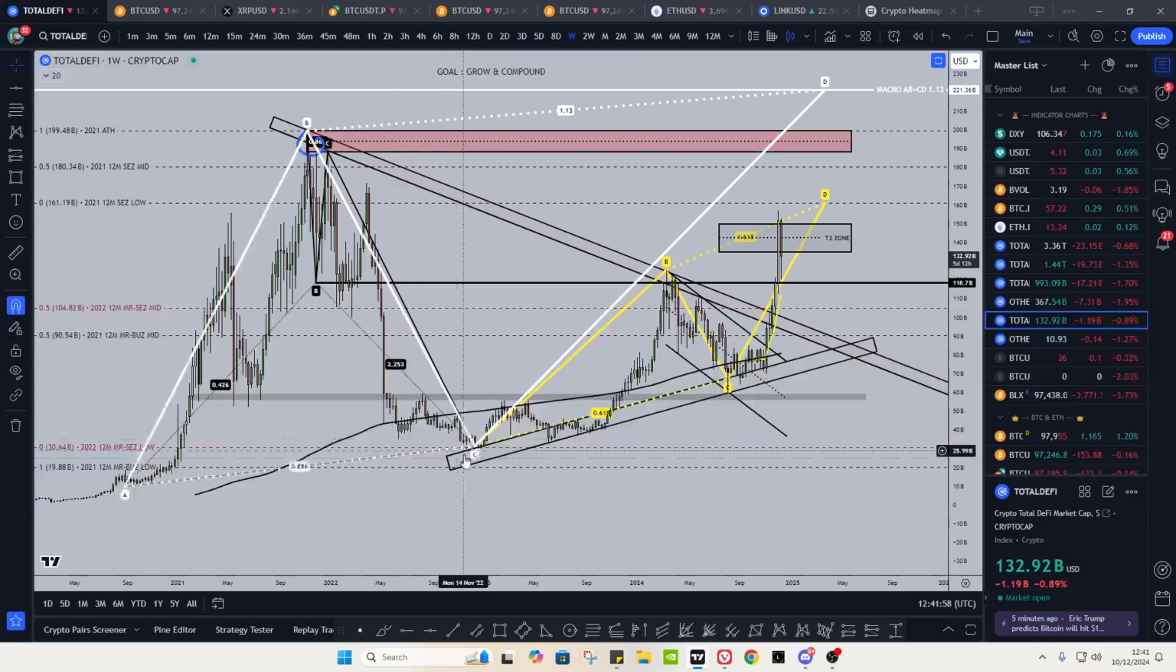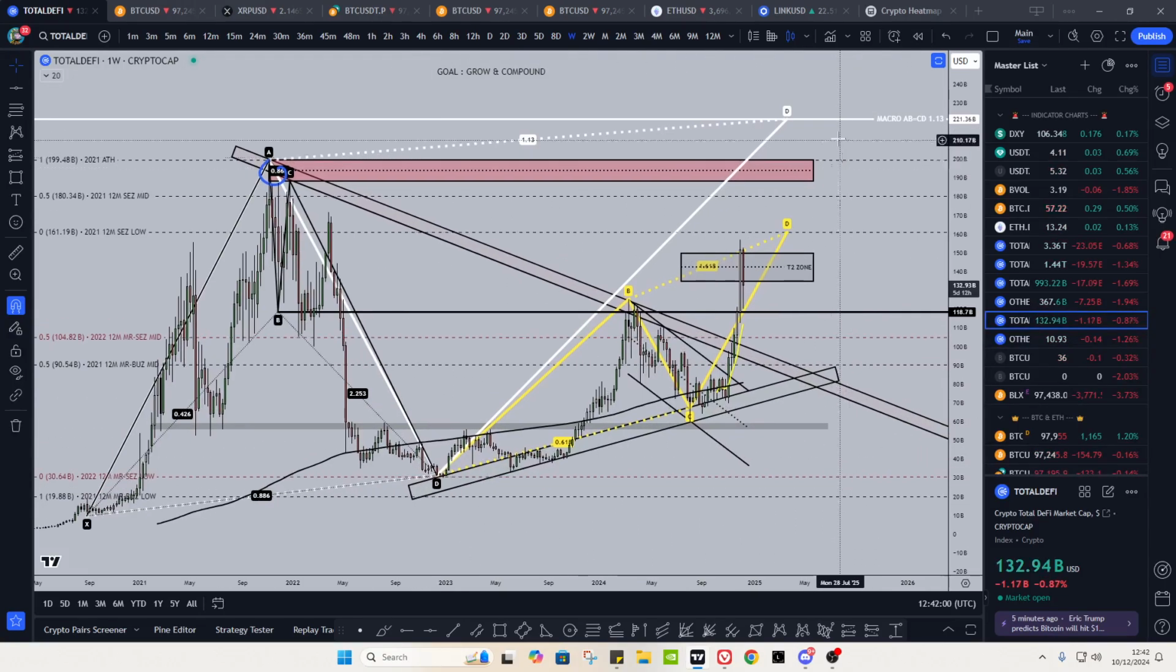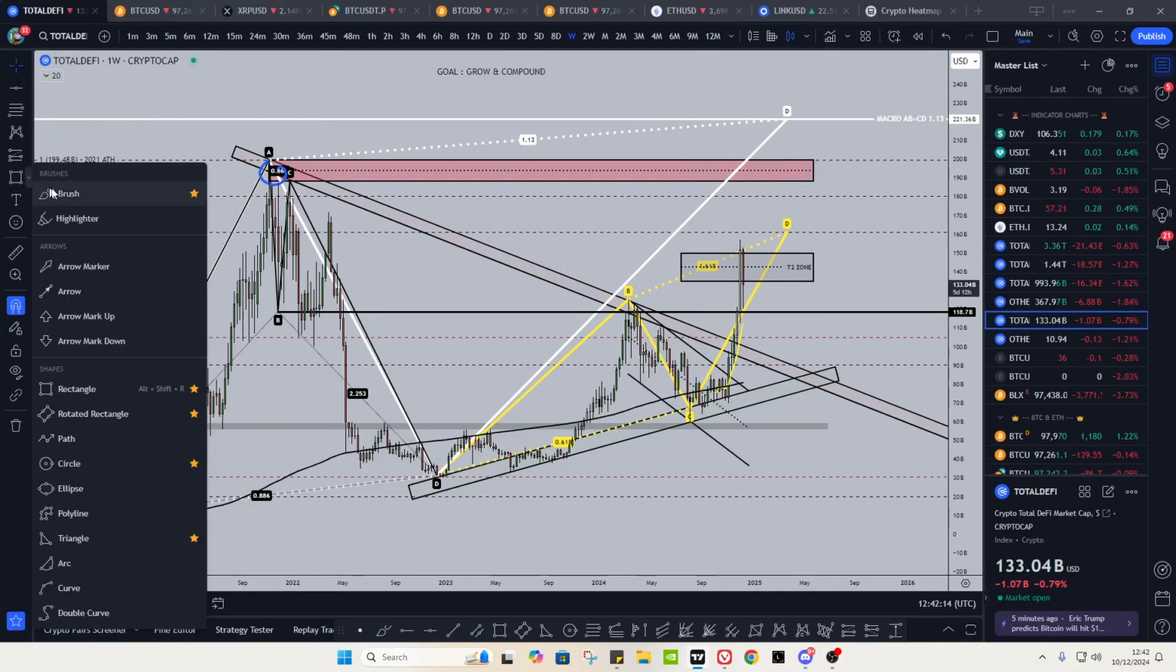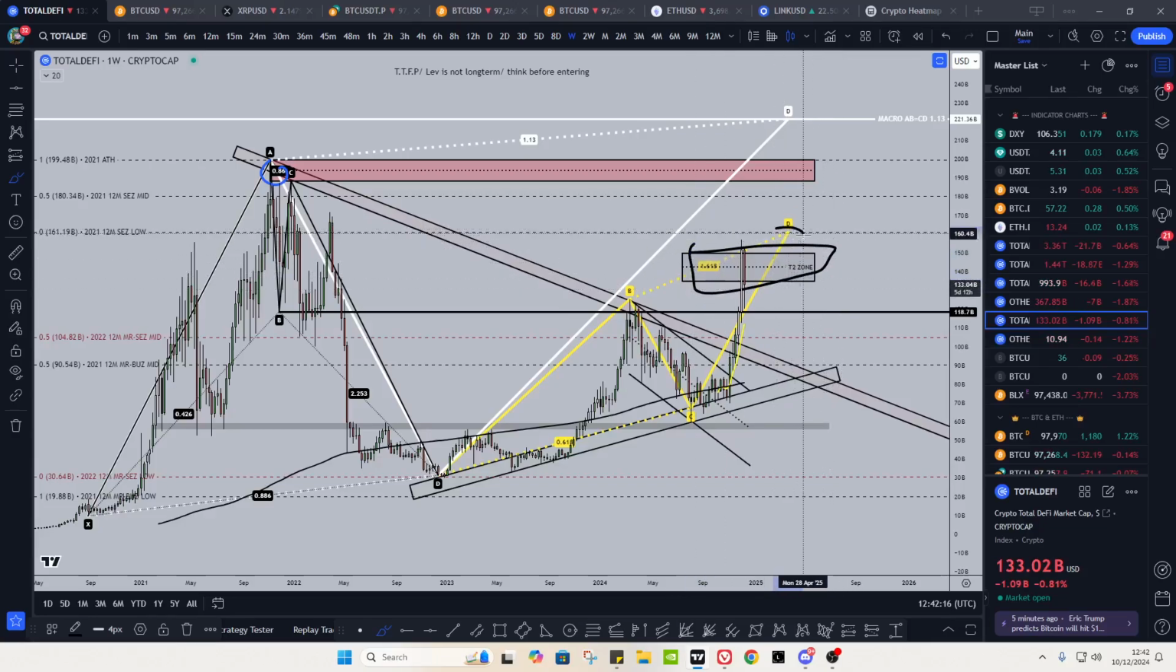So firstly, with regards to that, your 1.13 targets here. For me right now, the highest target I've got is 221.36 billion for total DeFi. We front ran the 12-month seller zone low, 161.19 billion, which is basically a 1.618 target. So we hit the T2. There's a lot of resistance here. Like that's resistance, that's resistance. This is resistance, that's resistance.